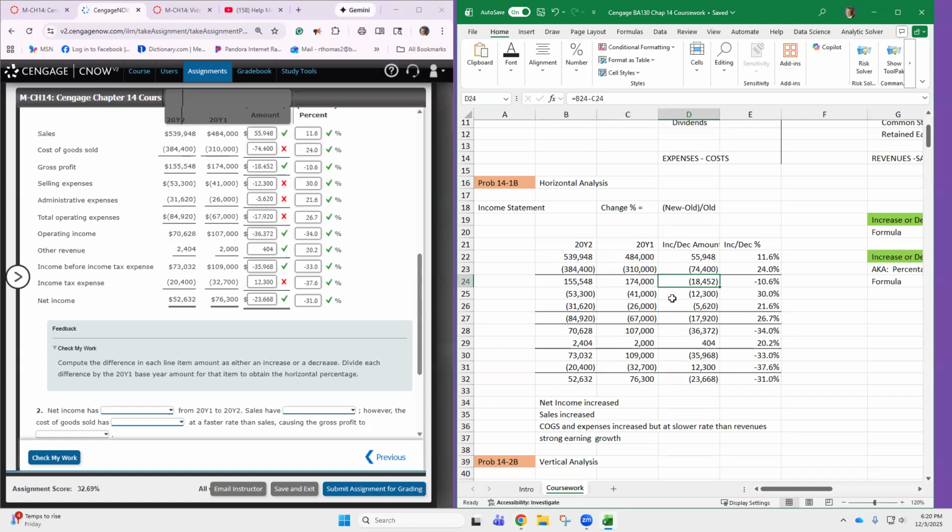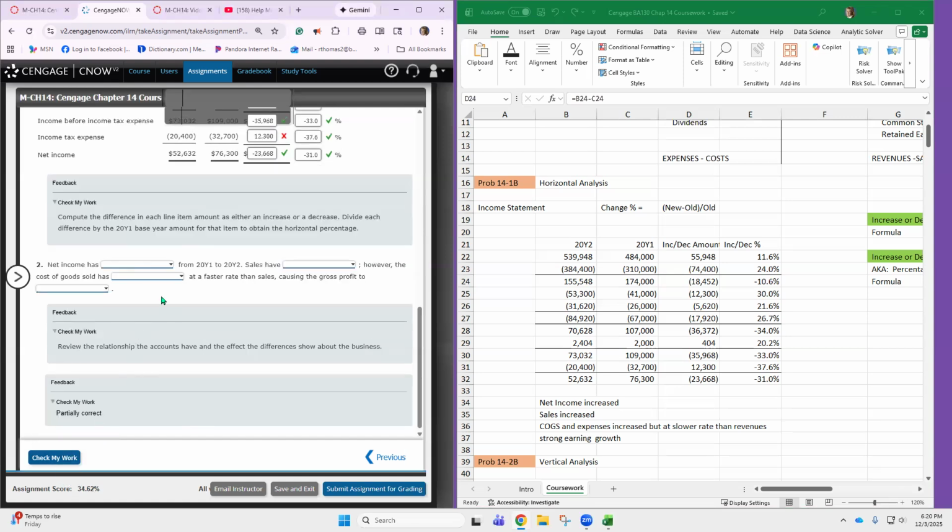How could that be? Huh. Oh. Okay, wrong direction. Oh, costs actually went up. Okay, costs went up. Okay, so I think we want that as a positive.